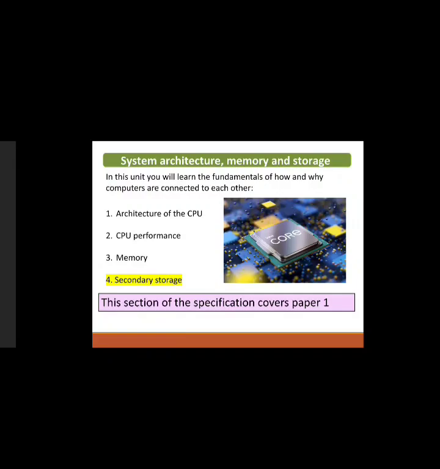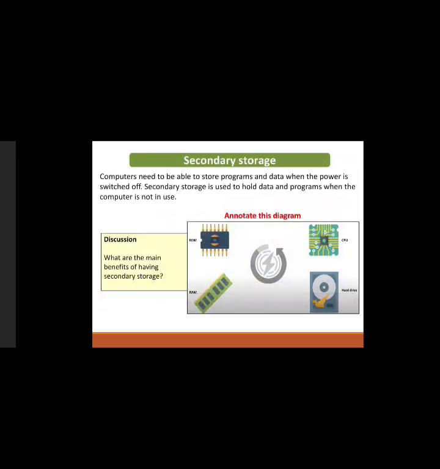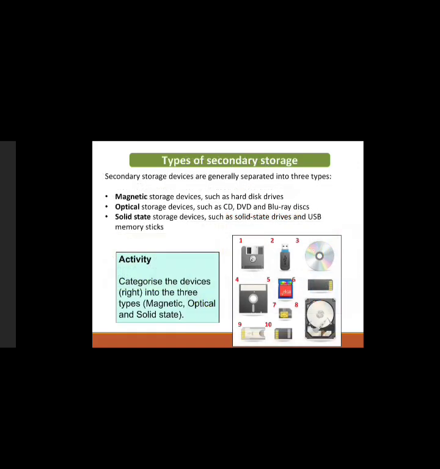Hi everyone, today we're going to be looking at Unit 1, Lesson 4 on secondary storage. Now, computers need to be able to store programs and data when the power is switched off. Secondary storage is used to hold this data and the programs when the computer is not in use. There are three categories of secondary storage.